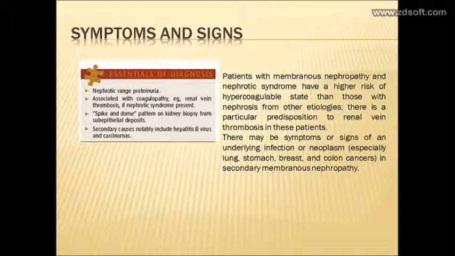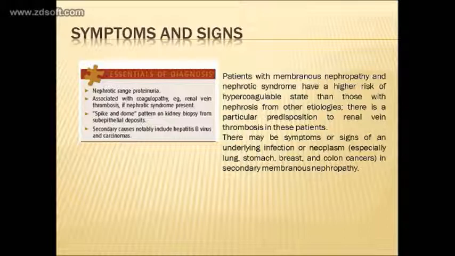Patients with membranous nephropathy and nephrotic syndrome have a higher risk of hypercoagulable states than those with nephrosis from other etiologies. There is a particular predisposition to renal vein thrombosis in these patients. There may be symptoms or signs of an underlying infection or neoplasm, especially lung, stomach, breast, and colon cancer, in secondary membranous nephropathy.